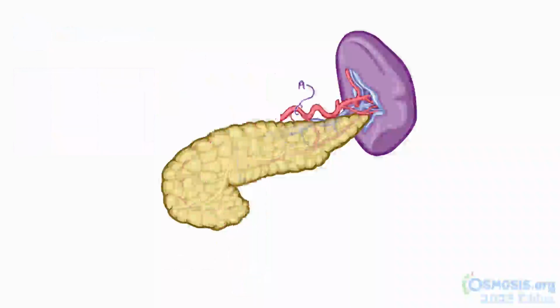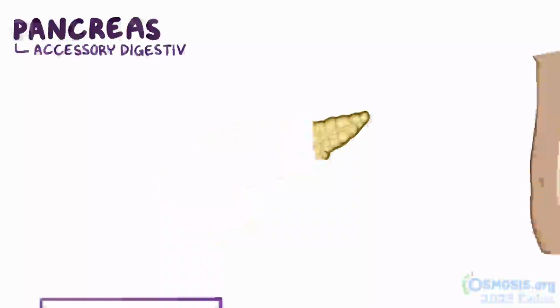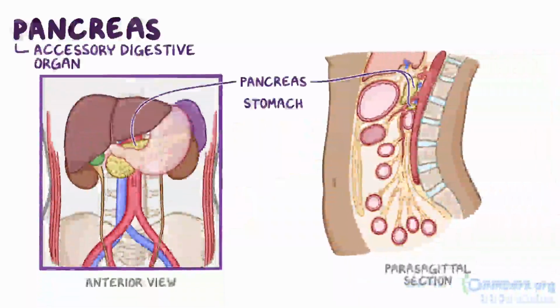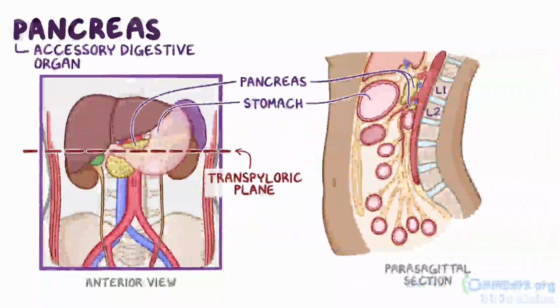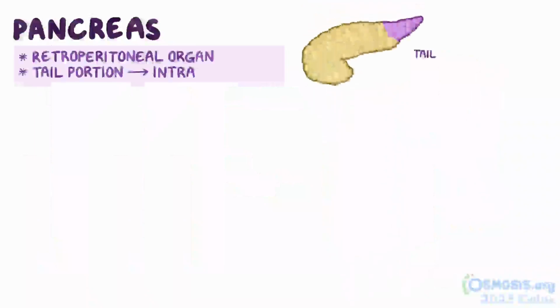Alright, now let's shift gears and talk about the pancreas. The pancreas is an elongated accessory digestive organ that sits directly behind the stomach at the level of the transpyloric plane, or the L1 and L2 vertebral bodies. The pancreas is considered a retroperitoneal organ, with the exception of its tail portion, which is intraperitoneal.